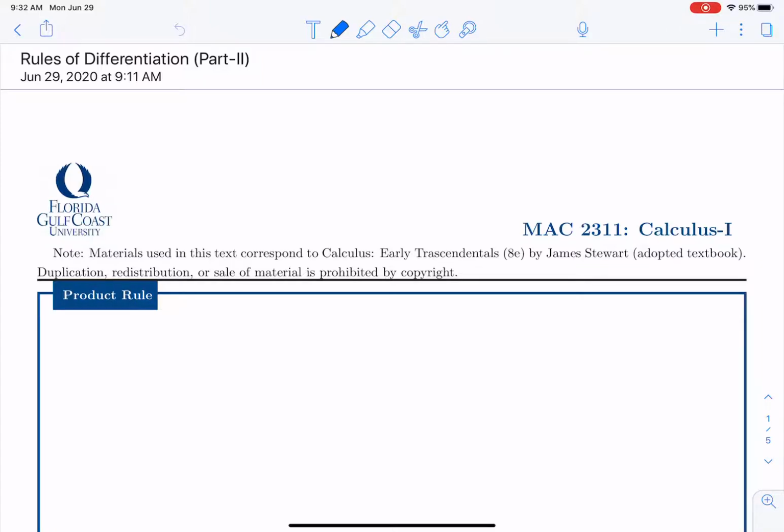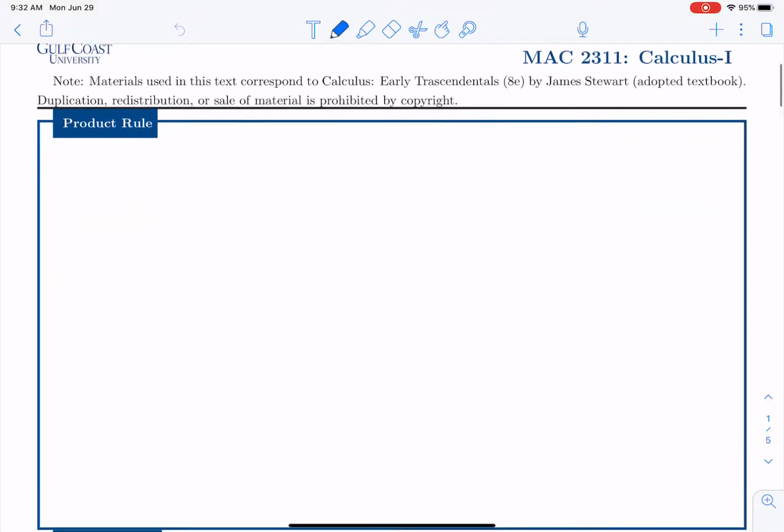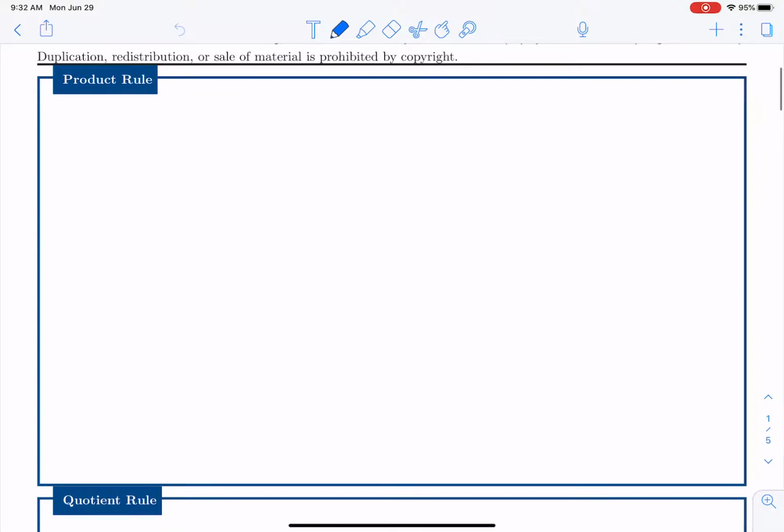So we are going to move on to some interesting rules in differentiation, and these rules are important when we have two functions or more than two functions. As the name implies, the first rule is the product rule.